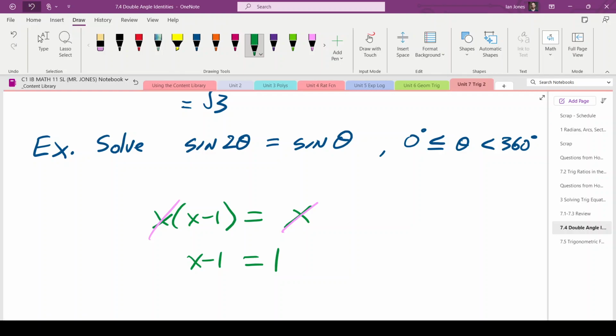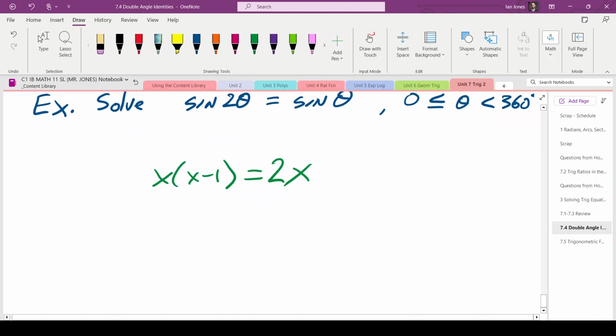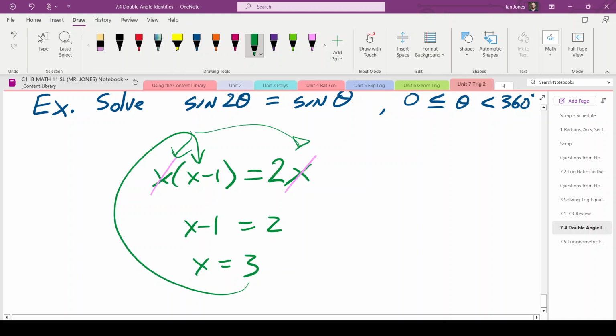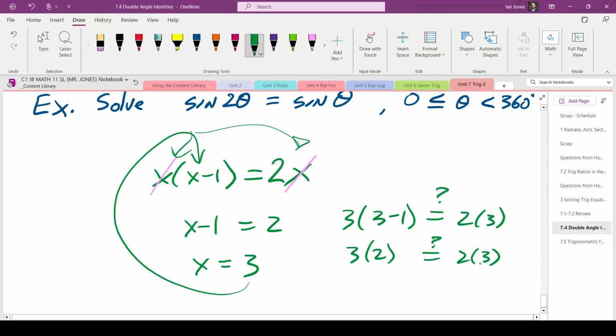Or to make it even a little bit more clear, let's suppose that instead of x all by itself, it was a 2x. You cannot divide both sides by x and say, oh, well then x minus 1 equals 2, x equals 3. The reason you cannot is because you lose a solution. When I substitute 3 back in here, and here, and here, I get 3 times 3 minus 1 equals 2 times 3. 3 times 2 equals 2 times 3. Yes, it does. So I get a solution, but I've also lost a solution.